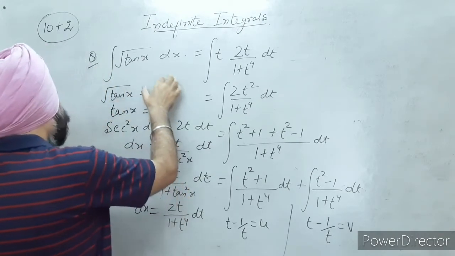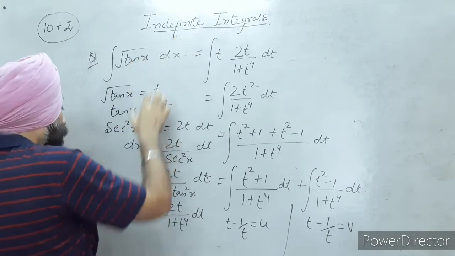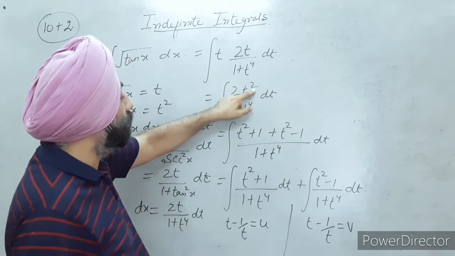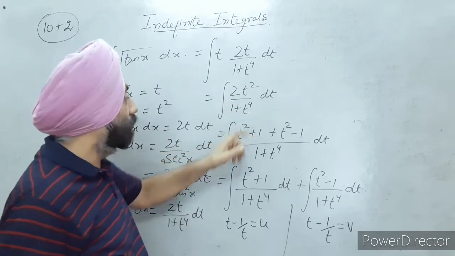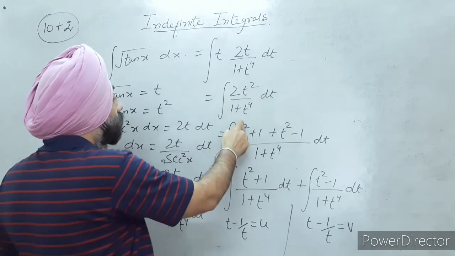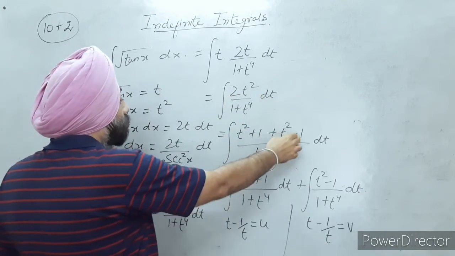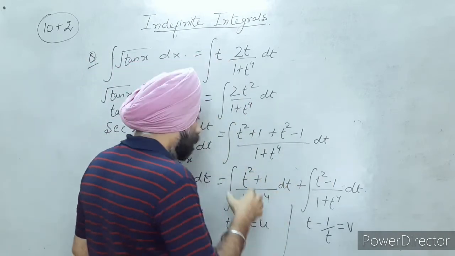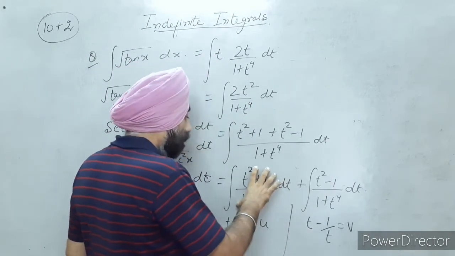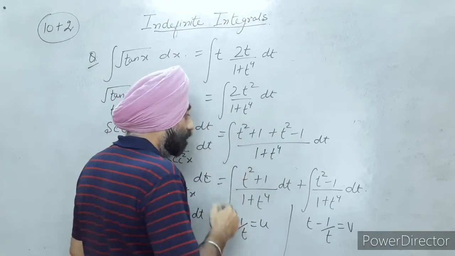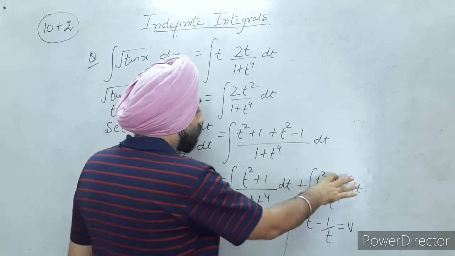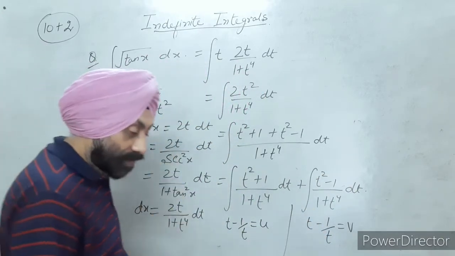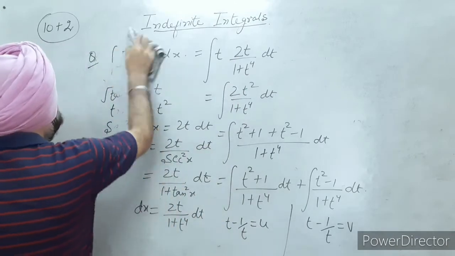Now under root tan x I substituted t. I got the value of dx in terms of t as this. So I substituted it. I get 2t square upon 1 plus t4. 2t square was written as t square plus t square. Adding 1, subtracting 1, I get these two parts. So this can be integrated using the same method which I did in the first question. Then this again with the same method which we discussed. This is the second question.